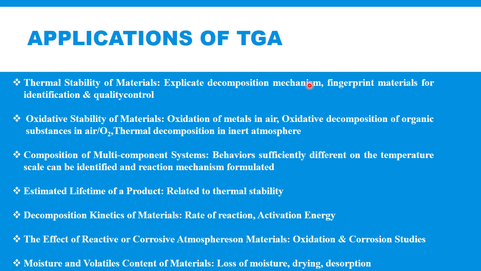We will see the applications of TGA. It is used to check the thermal stability of materials. It is used for oxidative stability of materials, that is the oxidation of metals in air, oxidative decomposition of organic substances in air, and thermal decomposition in atmosphere. All these we can find out.